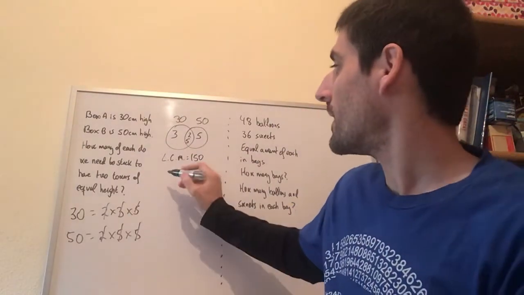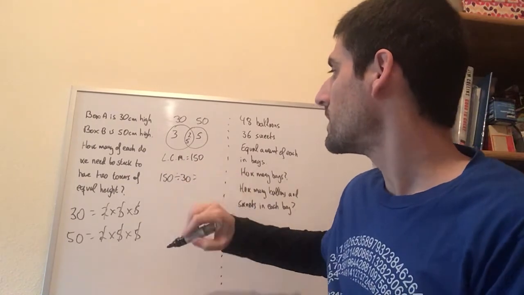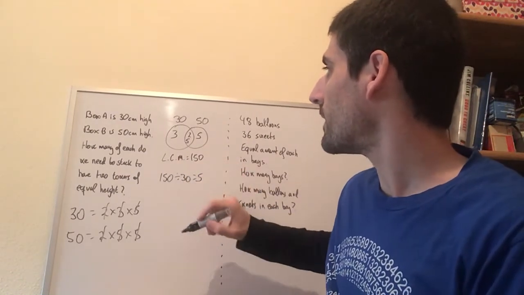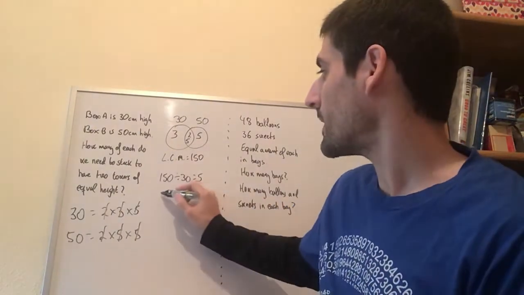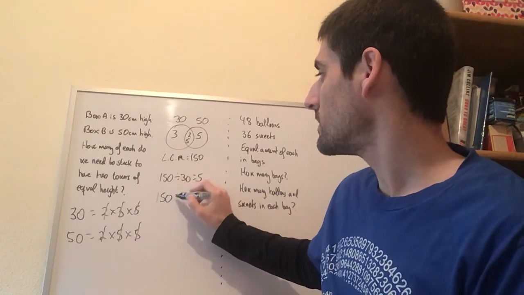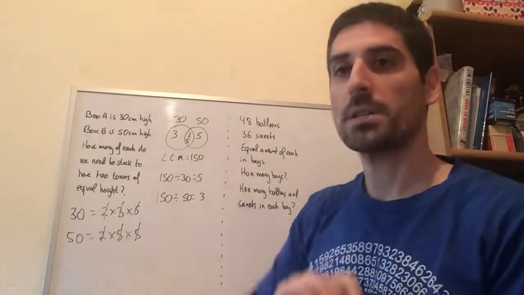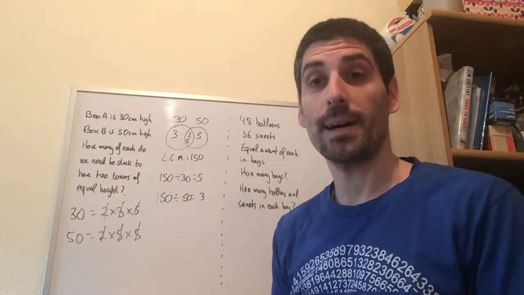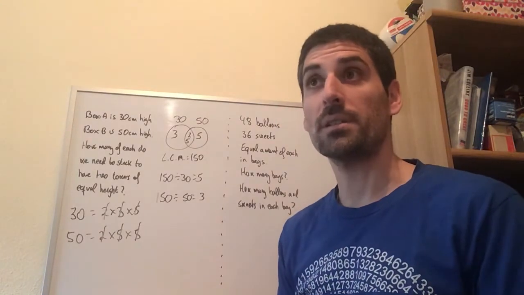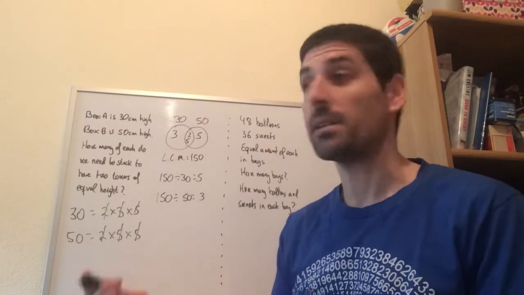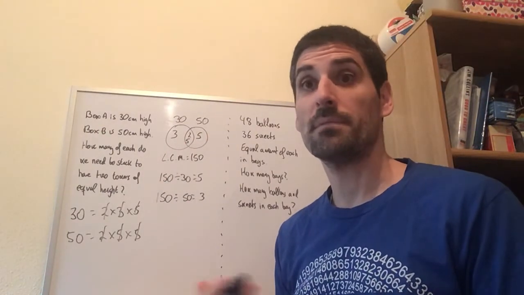Well, if the height is 150 and I've got 30 centimeter boxes, that means I'm going to need 5 boxes of the 30 centimeter height, and I am going to need 3 boxes of the 50 centimeter height. So that's the actual final answer. Okay, 5 boxes of 30 centimeters, 5 times 30 is 150. 3 boxes of 50 centimeters, 3 times 50 is 150.